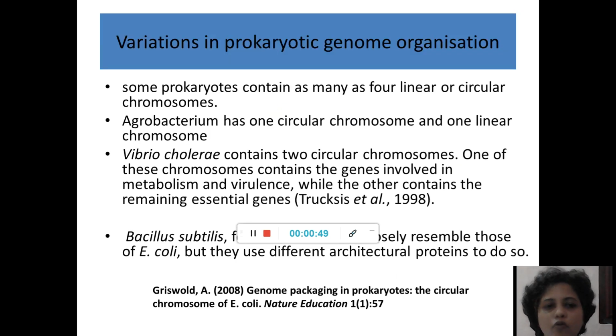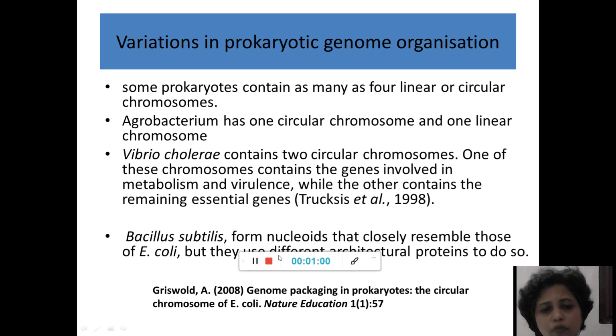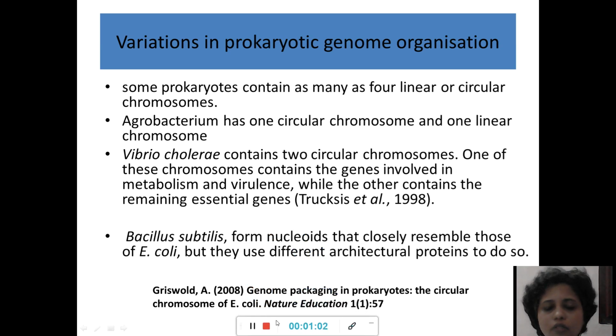First of all we have Agrobacterium. There are lots of examples, I've just cited a few of them for your reference. In the case of Agrobacterium, it has been found that it has two chromosomes: one is a circular chromosome and the other is a linear chromosome. So the norm of having one chromosome in prokaryotes is broken in the case of Agrobacterium.